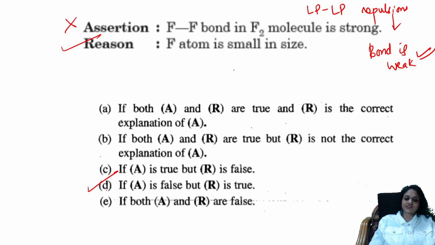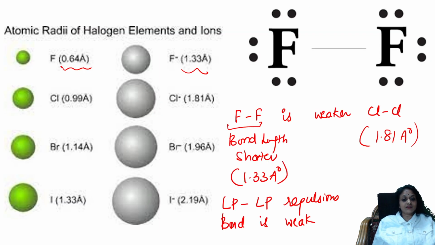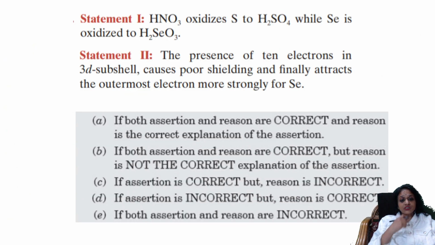Fluorine is small in size. See here, compared to everything from top to bottom, fluorine is small in size. So the reason is right. Clear? Next statement. HNO3 oxidizes sulfur to sulfuric acid and selenium is oxidized to selenous acid.